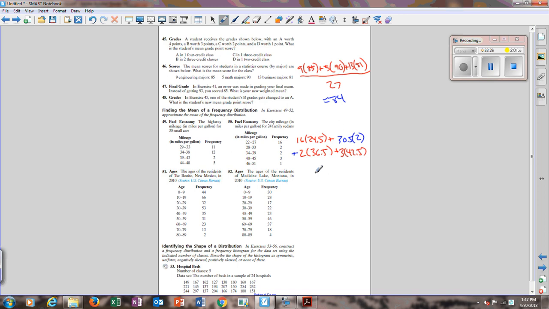Okay, so we're going to add those all together. 16 times 24.5 plus 30.5 times 2 plus 2 times 36.5 plus 3 times 42.5 plus 1 times 48.5 gives you 702. Then you divide by the frequency, which would be 1824. And you get 29.25.